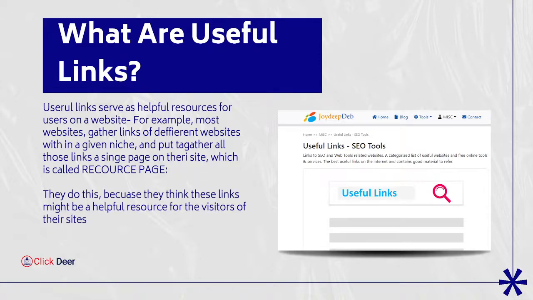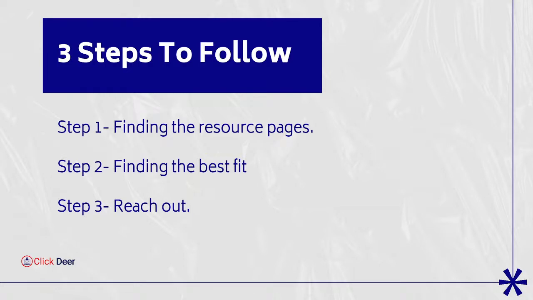Okay, so the next question you may have: what should we do in order to generate resource page backlinks, right? So basically there are three steps, which are very, very easy. The first one is finding the resource pages. Second one, finding the best fit within your niche or that is relevant to your website. And the third step is simply reaching out to the website owner and requesting them to list your link as a resource on their resource page, right?